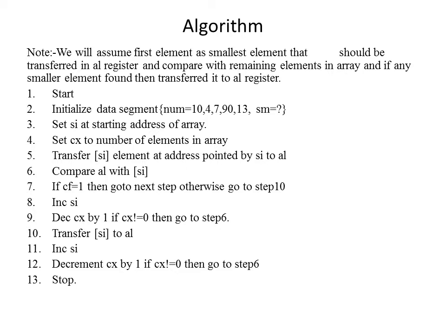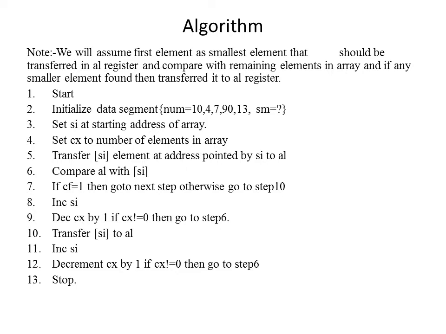So what is that algorithm? Let us see. First, initialize the data segment array. Now we have an array as 10, 4, 7, 90, 13. We have 5 elements. Sm is the variable which is going to store the smallest element. We know that the smallest element should be stored in the AL register. We just need to transfer that content to the AL register. Okay. Then SI should be set at the starting address of the array.